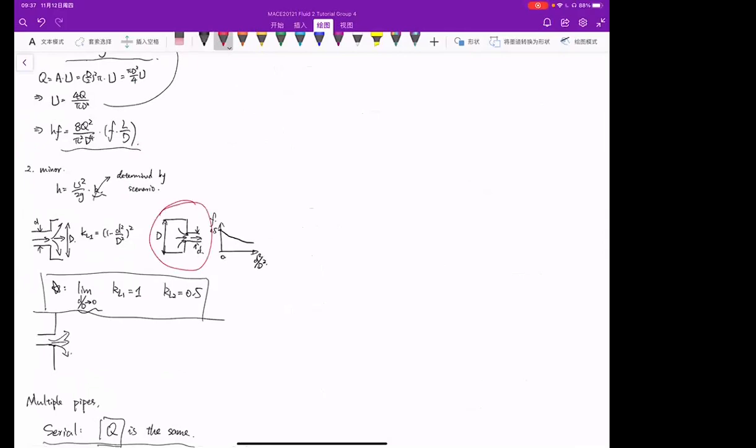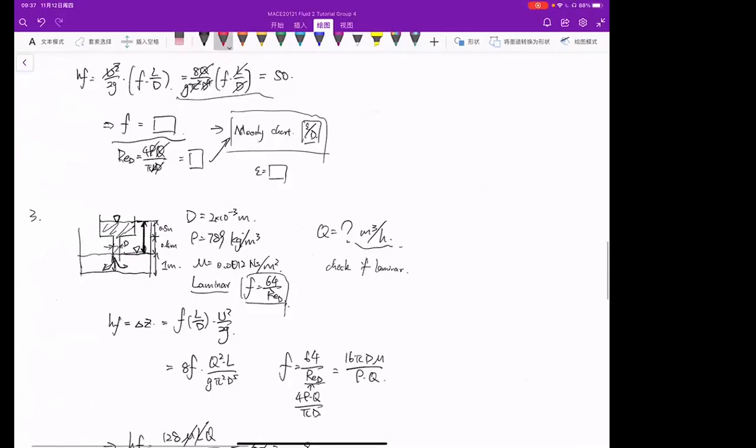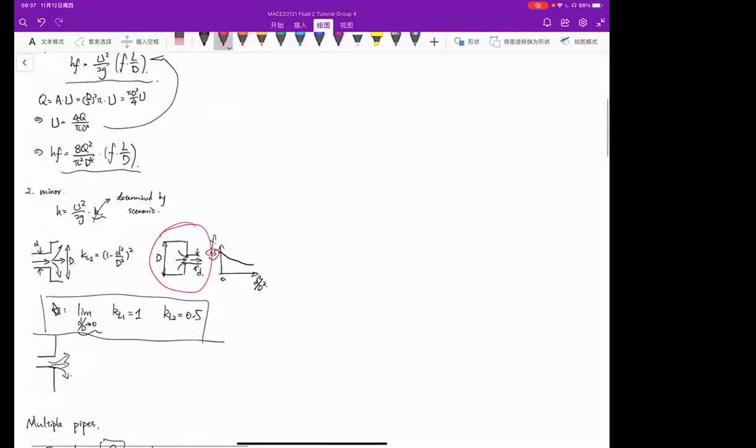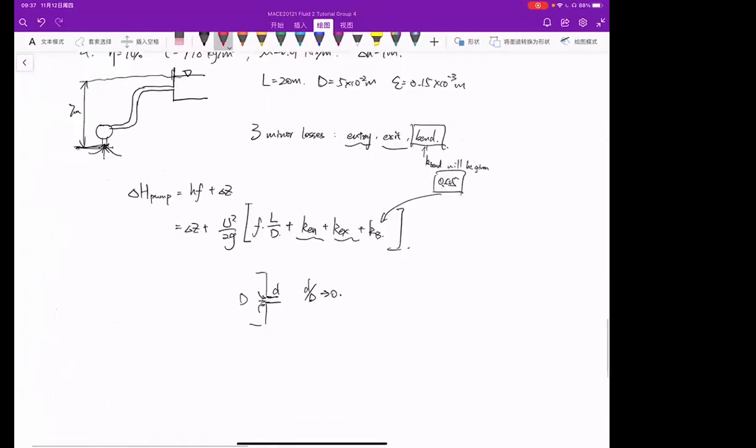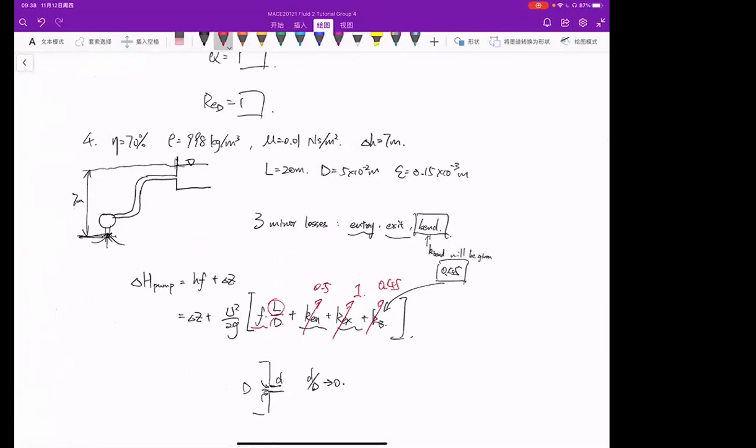So you go from an infinite diameter to a small one. That refers to a friction coefficient of 0.5. On the contrary, for an exit, you go from a small diameter to an almost infinite diameter, so that gives you a friction coefficient of one. So this one is 0.5, this one is one, and this one, the bend loss, is given as 0.45. Then L is given, D is given, and that's all.